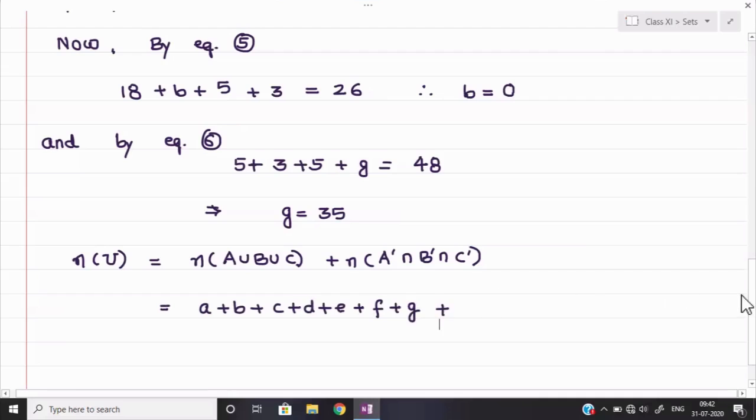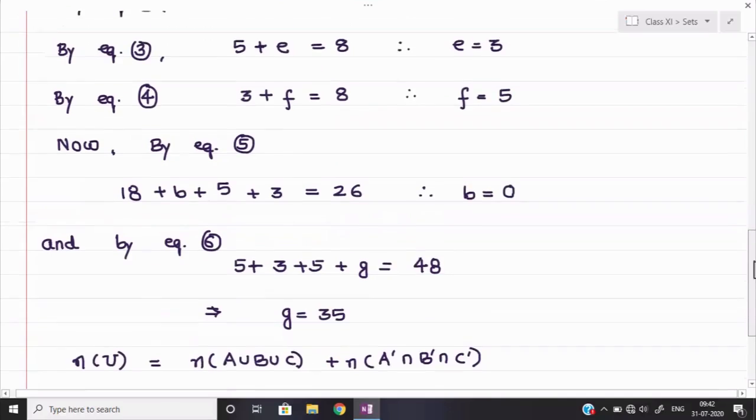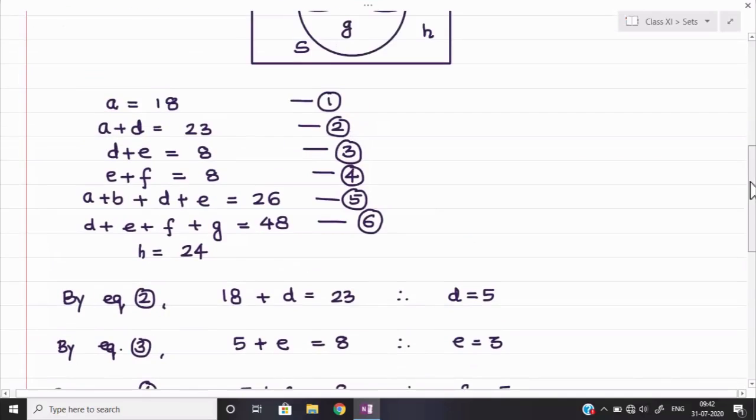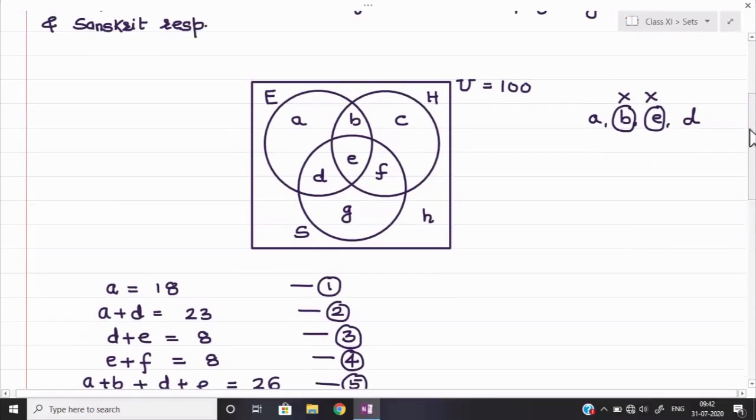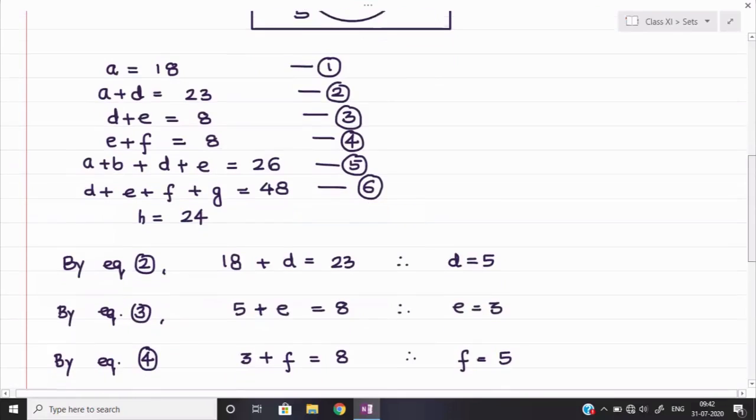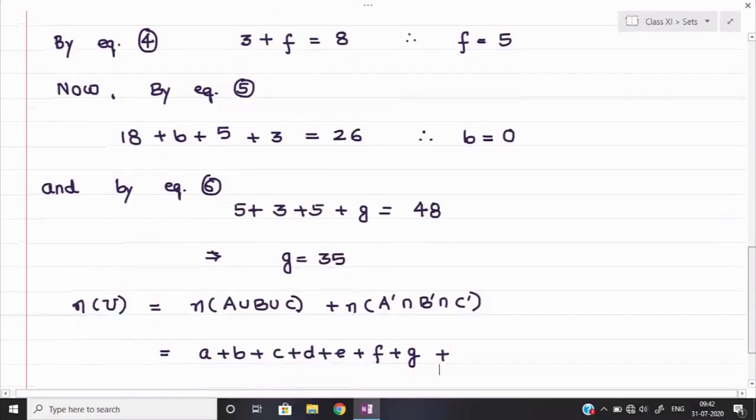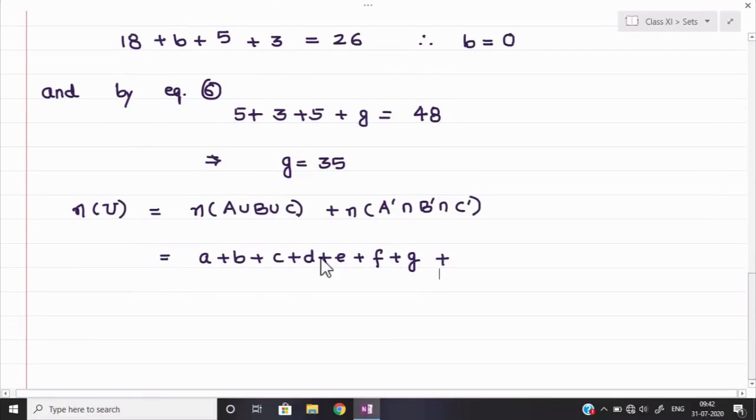You can see in the circles, A to G, all symbols we have taken inside the circle. So the union represents all these values A, B, C, D, E, F and G. And what does neither-nor represent? Neither-nor is represented here by the symbol H. So in place of n(A' ∩ B' ∩ C'), I will write H, and n(U) is given here as 100.